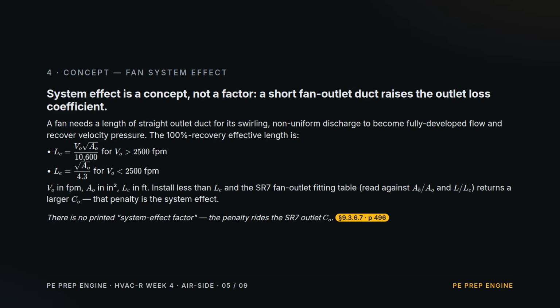Concept: fan system effect. A fan's discharge is swirling and lopsided. It needs a run of straight duct to settle into fully developed flow and recover velocity pressure. The Handbook gives that ideal length for full recovery, split by whether the outlet velocity is above or below 2,500 feet per minute. Install less than that length, and the fan outlet fitting table hands back a bigger loss coefficient. That bigger coefficient is the system effect. There is no separate factor to look up.